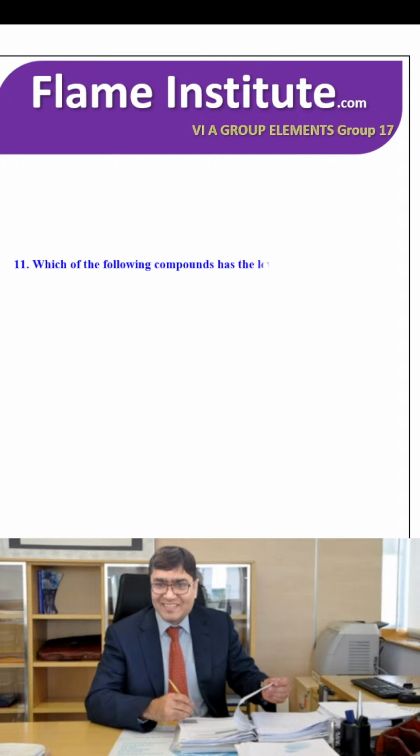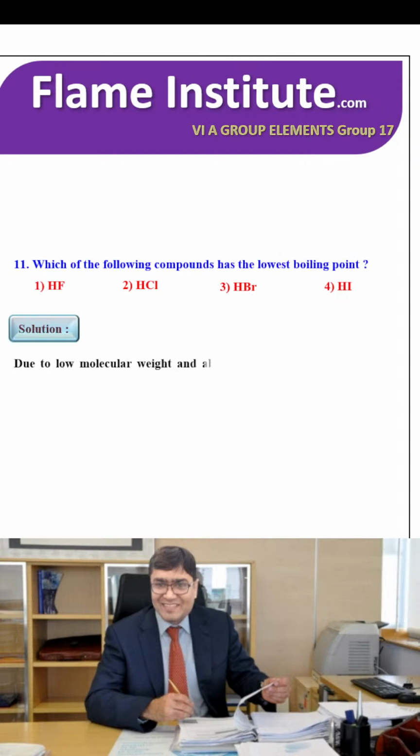Which of the following compounds has the lowest boiling point? HF, HCl, HBr or HI? Due to the low molecular weight and absence of hydrogen bond, HCl has the lowest boiling point. So HCl is the correct option.